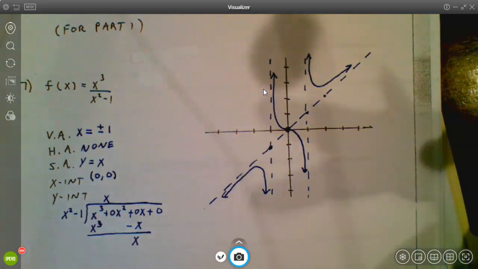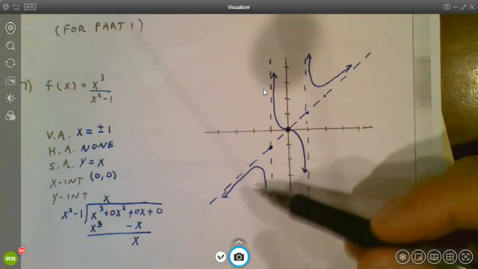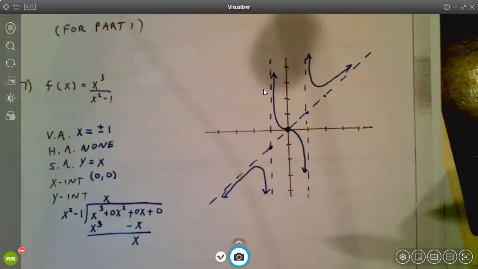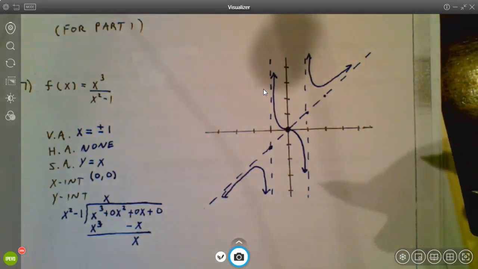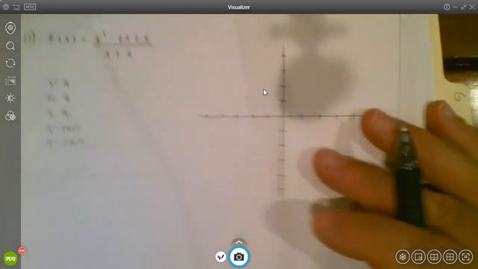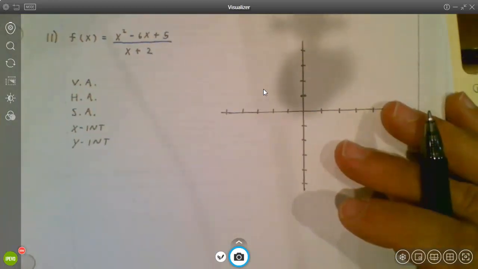If you were to actually graph this in your calculator, you're going to see the 3 solid curves, and you would not see the dotted lines. Those are just there as guides to help us draw the graph. So let's try one more with a little more going on in it to give you another example, and we're going to end on this.